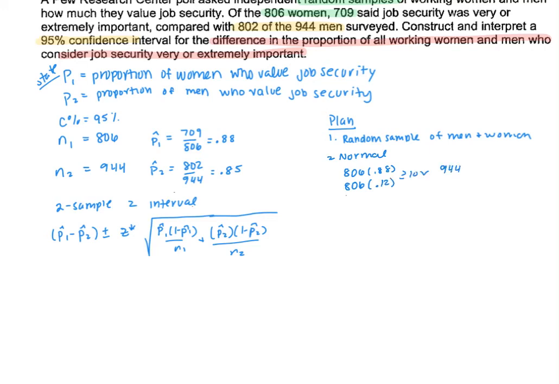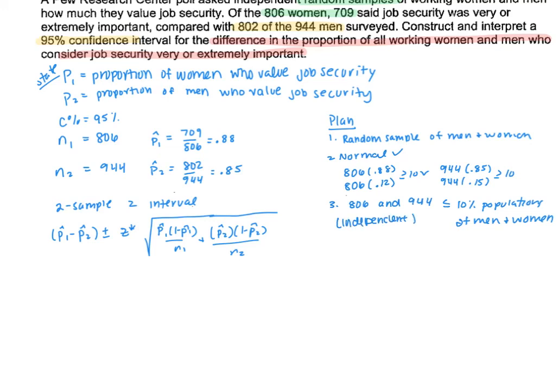And then we've got 944 times p hat 2 and 944 times 1 minus p hat 2 greater than or equal to 10. Both of those are greater than or equal to 10. And so now our normal condition is met. And the third one, 806 and 944 are both less than or equal to 10% of the populations of men and women. So there's our conditions. All our conditions are met. That's the independent condition.